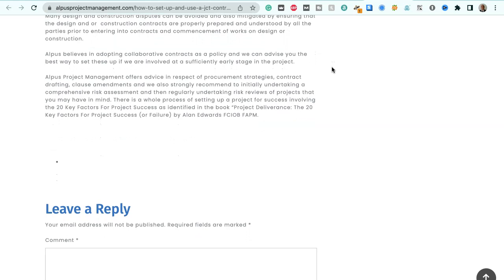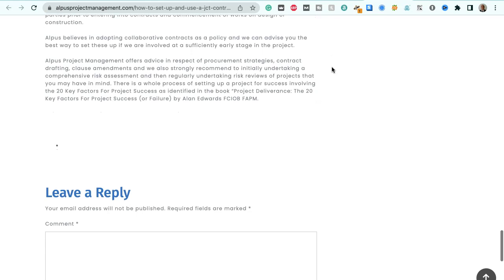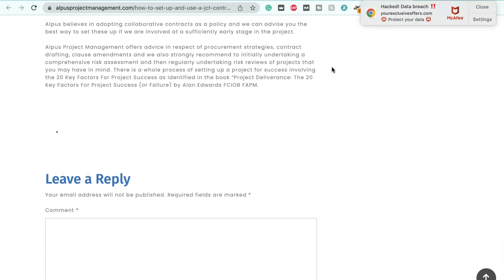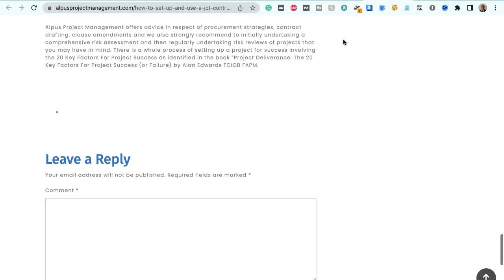Many design and construction disputes can be avoided and also mitigated by ensuring that the design and/or construction contracts are properly prepared and understood by all the parties prior to entering into contracts and commencement of works on design or construction. Alpus believes in adopting collaborative contracts as a policy, and we can advise you the best way to set these up if we're involved at a sufficiently early stage in the project.